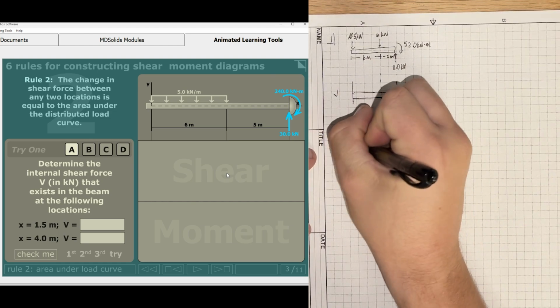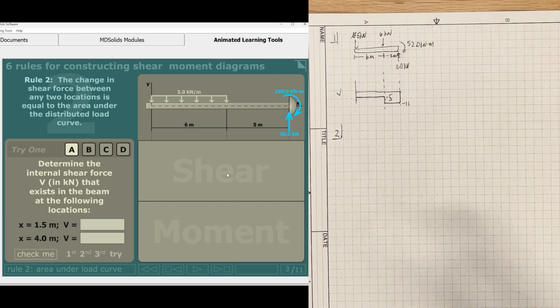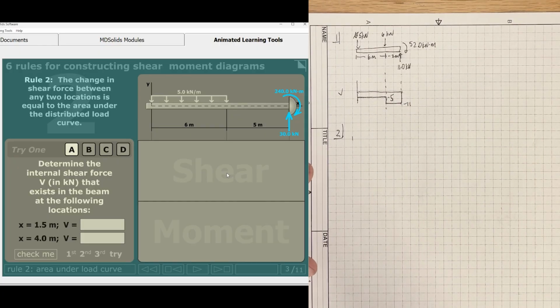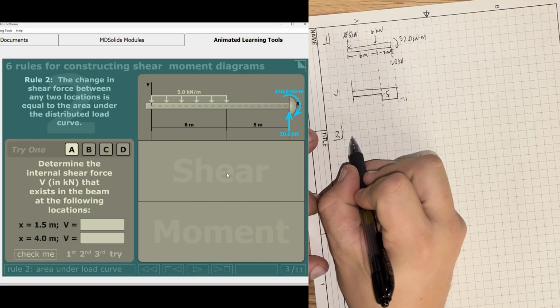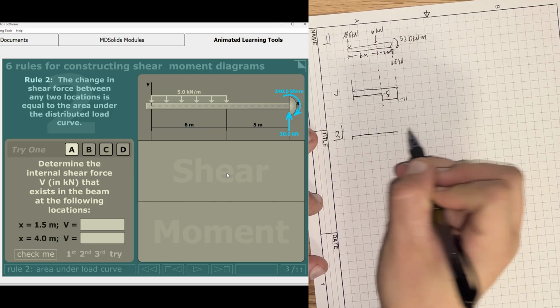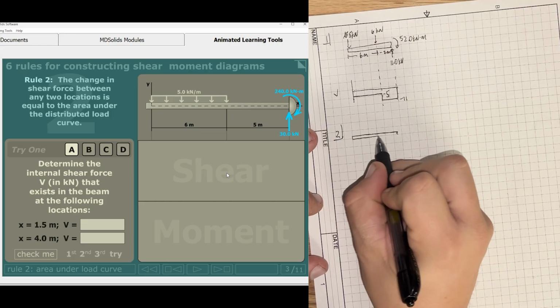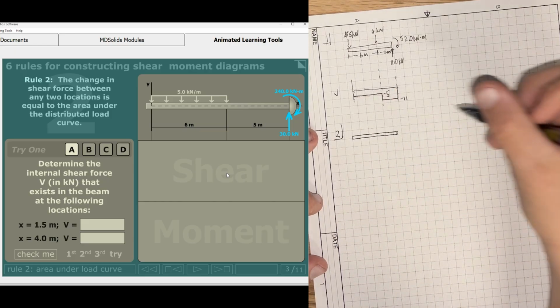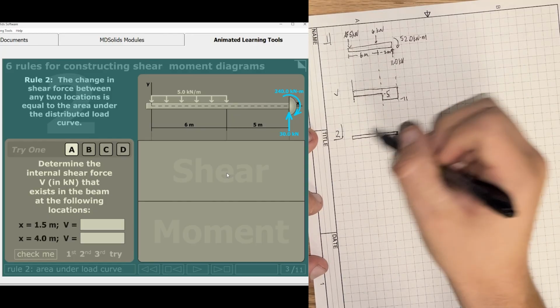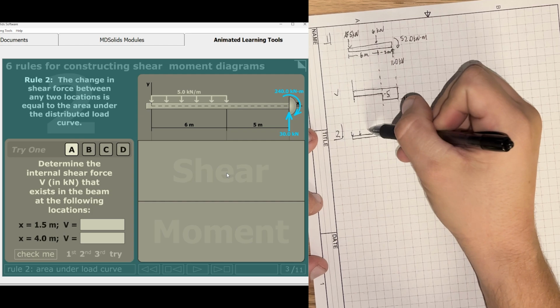So rule number 2. Now, what rule number 2 states is the change in shear force between any two locations is equal to the area under the distributed load curve. And so we've got currently, what is this, 11 meters is how long our beam is. I'm going to set this up as a scale this time around. 2, 4, 6, 8, 10, and then 11. So each of these little grids is going to represent 2 meters for me. Now we have this occurring for 6 meters. 1, 2, 3. So we got this guy, this is the uniformly distributed load, right?